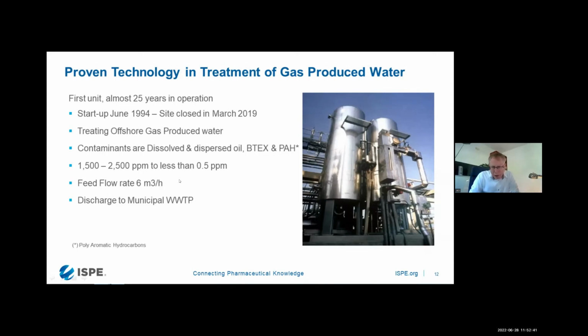In this case, it's a small unit. It's only 6 cubic meters per hour. This unit has been in operation for almost 25 years. It unfortunately did not meet its jubilee at 25 years, but okay, still it's a long time. So it's a proven technology and it has been around for a long time.